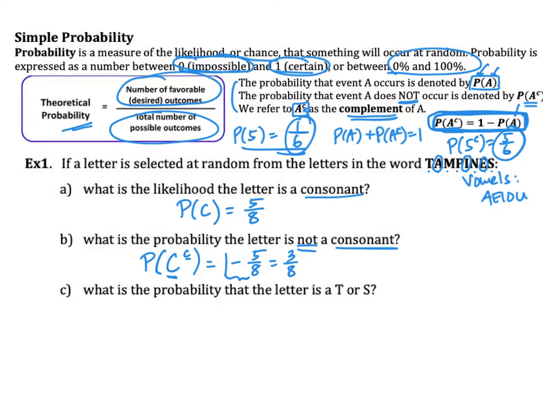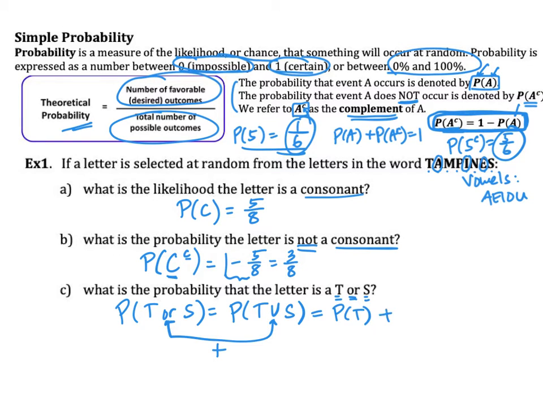Finally, for letter C, it says, what is the probability the letter is a T or an S? So probability of a T or an S. Notation-wise, you could use the U. So U means or, right? And when you see that or, you should be thinking plus. So it's a probability of getting a T, or, which means adding the probability of getting an S. Well, there's one T and one S, so you're either thinking 1/8 plus 1/8, or you're just simply thinking 2/8. If you want to reduce that to 1/4, it's fine, but it is not necessary.